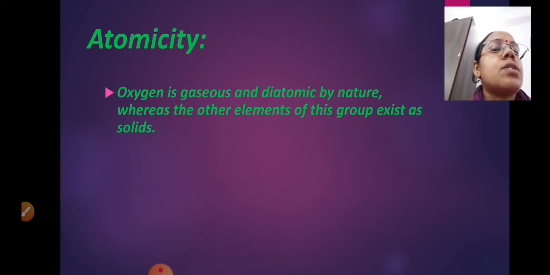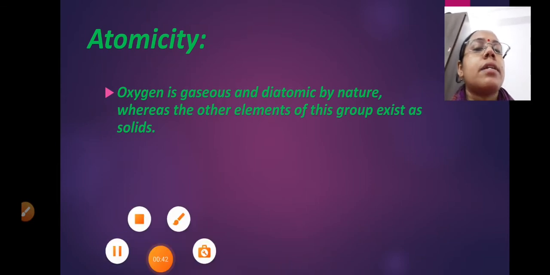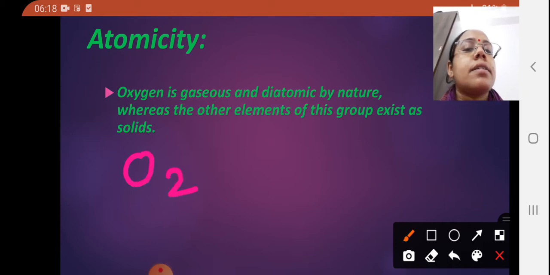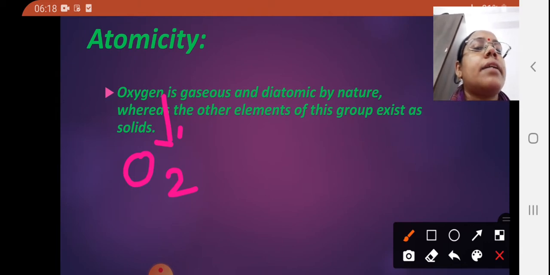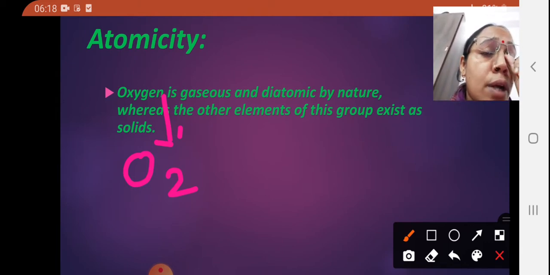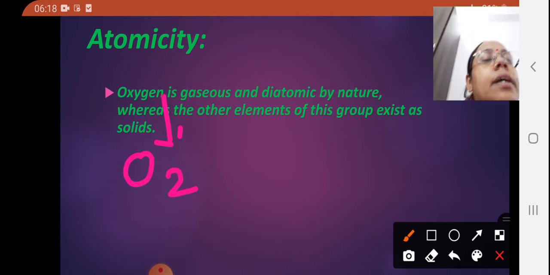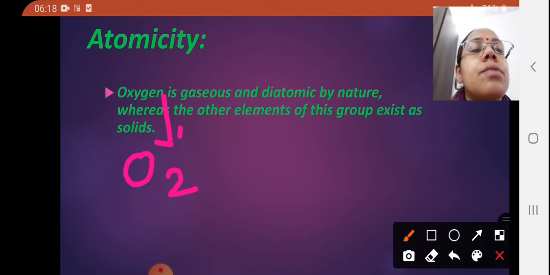Then oxygen is found in which form? In gaseous form. And in which state? Diatomic state in nature. The diatomic state of oxygen is O2. Oxygen exists in nature in this form, so two atoms of oxygen have combined here. So it is the diatomic nature of oxygen, and oxygen is found in the gaseous state.